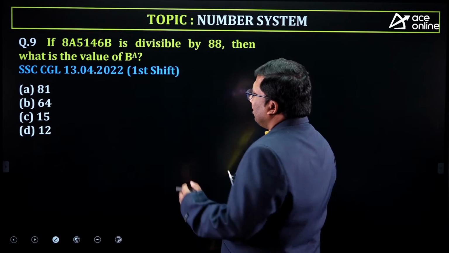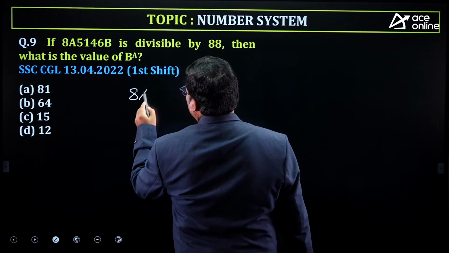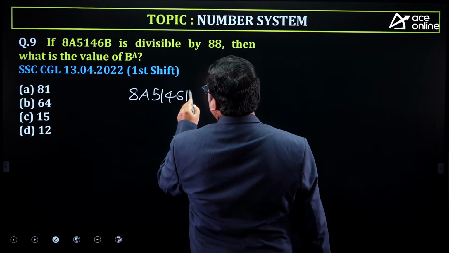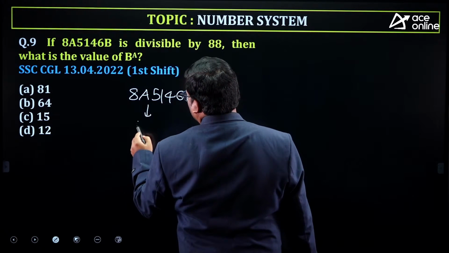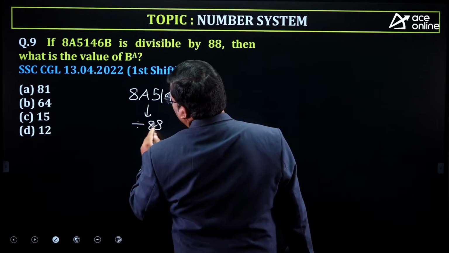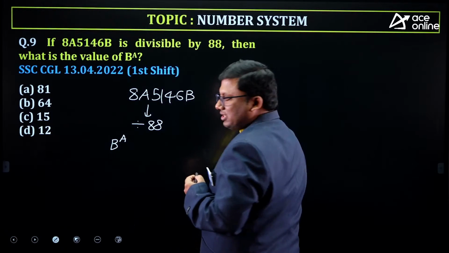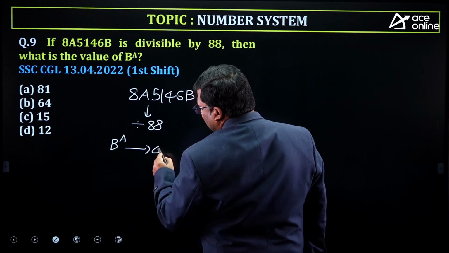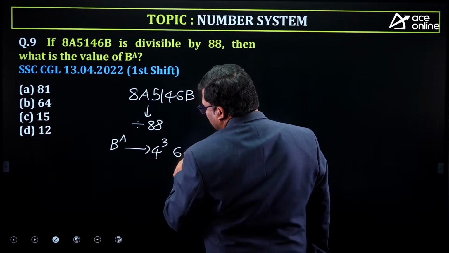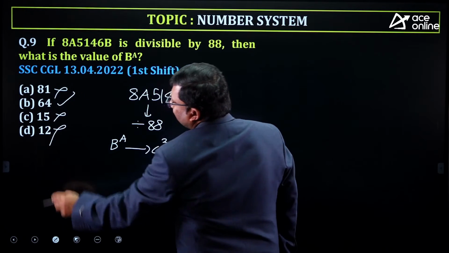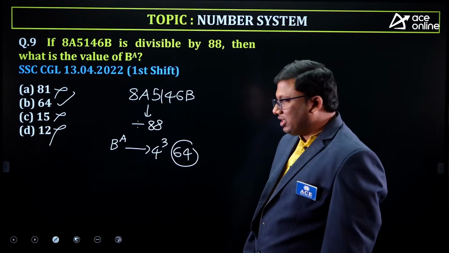Next one. If the question is 8A5146B, this is divided by 88. Same question. The answer is B power A. Very easy, sir. B is 4, A is 3. 4 power 3 is 64.